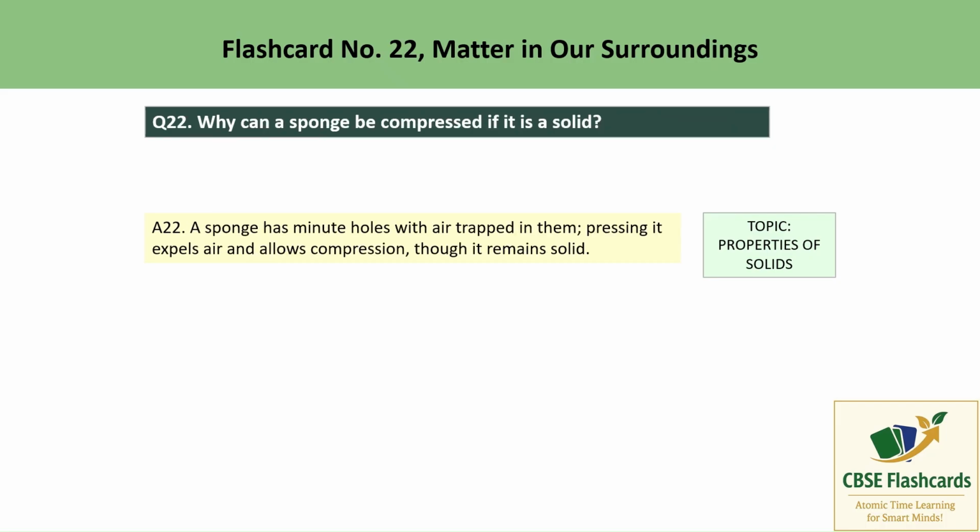Next. Why can a sponge be compressed if it is solid? A sponge has minute holes with air trapped in them. Pressing it expels air and allows compression, though it remains solid. That completes the properties of solids.